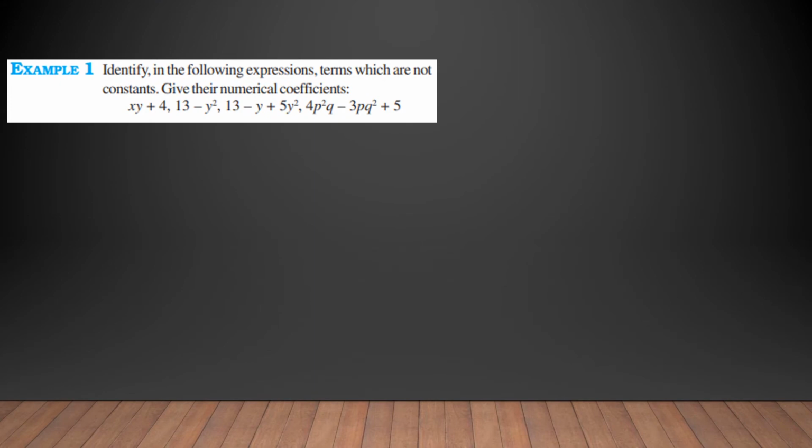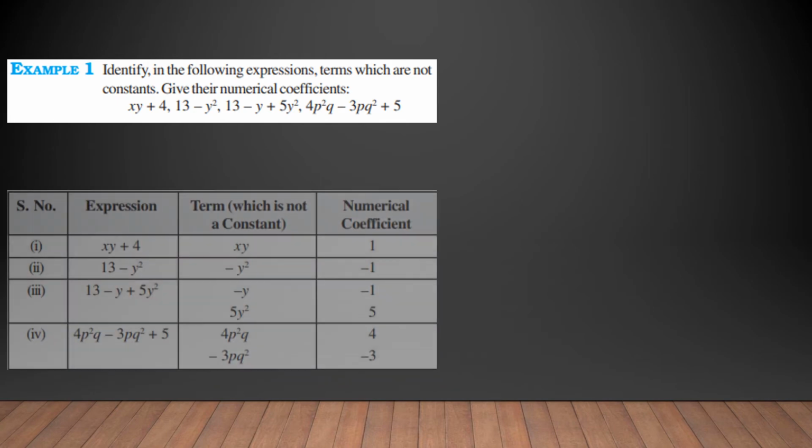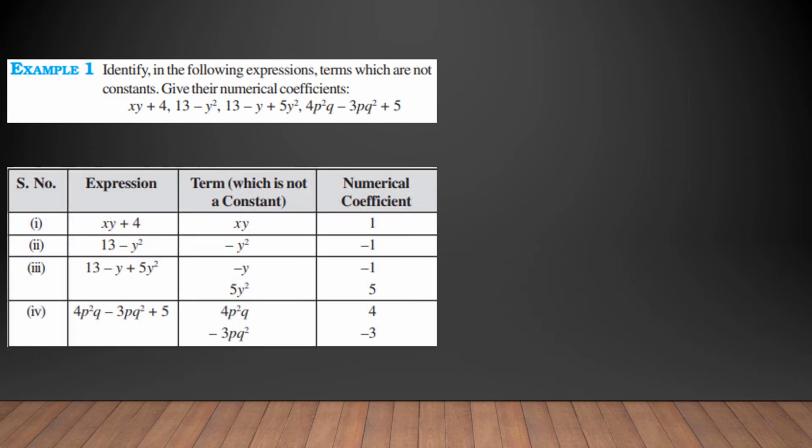Let us discuss one or two examples. Example 1. Identify in the following expressions terms which are not constants. Give their numerical coefficient. First question, xy plus 4. The term which is not a constant is xy. Its numerical coefficient is 1.